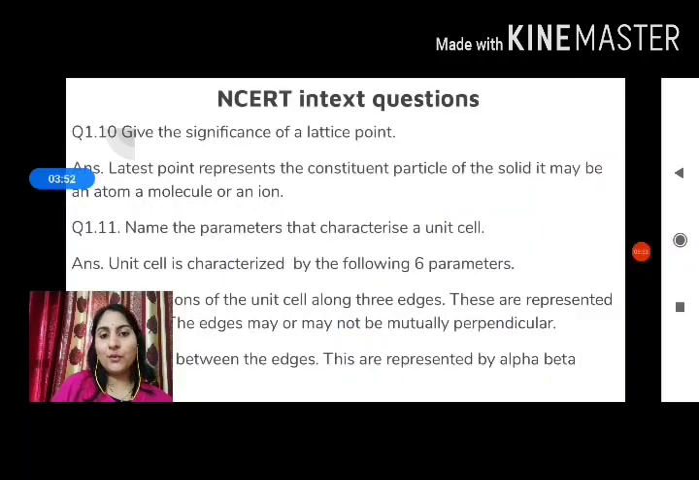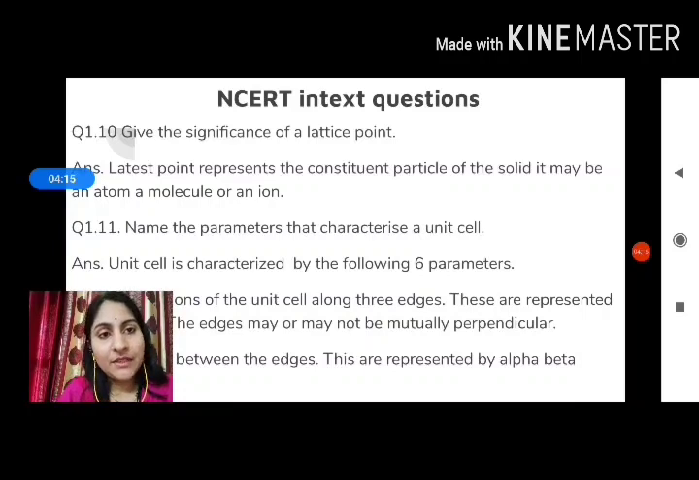So here is your home assignment for this class, that is NCERT in-text questions. Give the significance of a lattice point. So the answer to the question is, lattice point represents the constituent particle of the solid. It may be an atom, a molecule, or an ion.